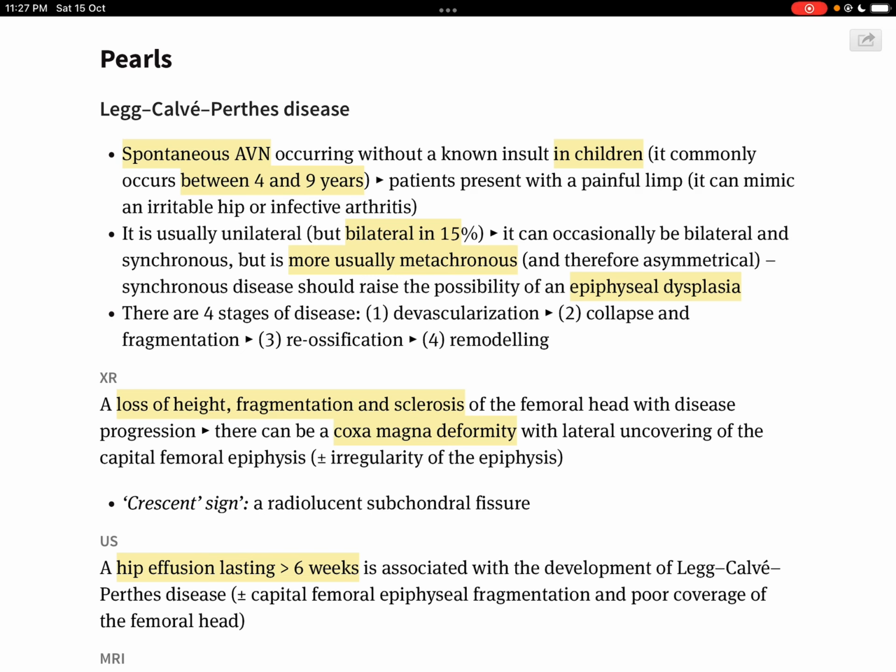There are 4 stages of disease: devascularization, collapse and fragmentation, reossification, and remodeling.